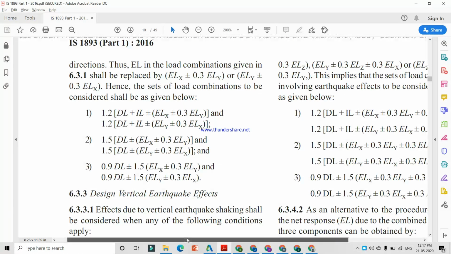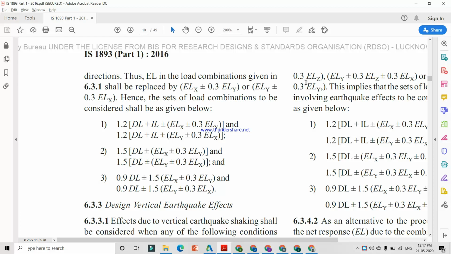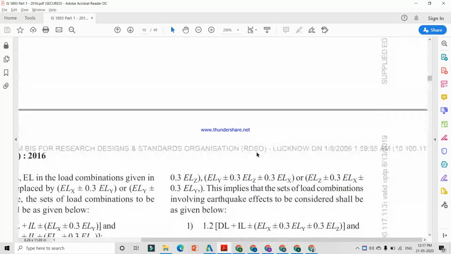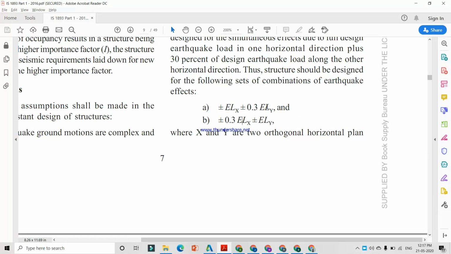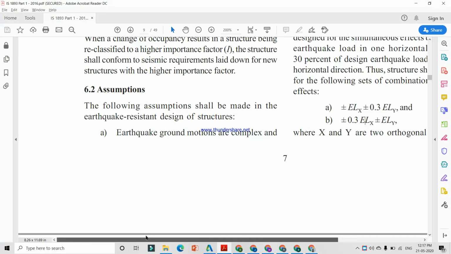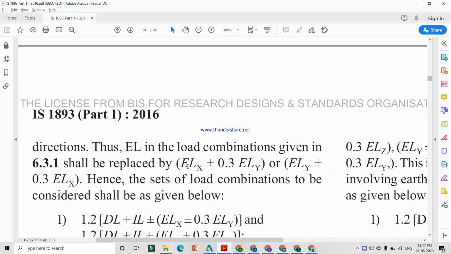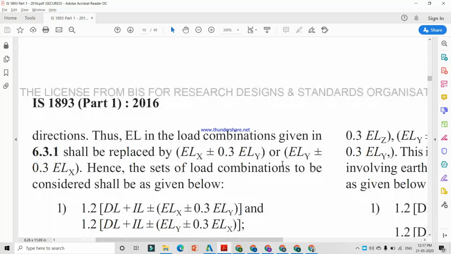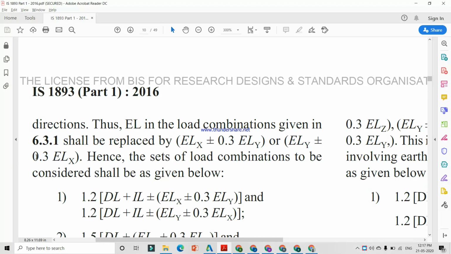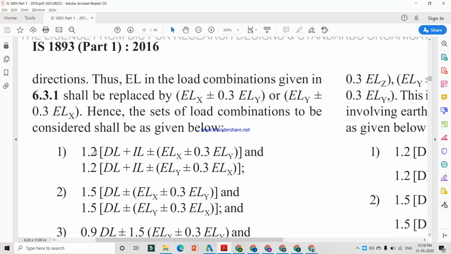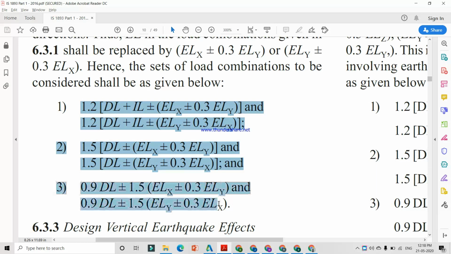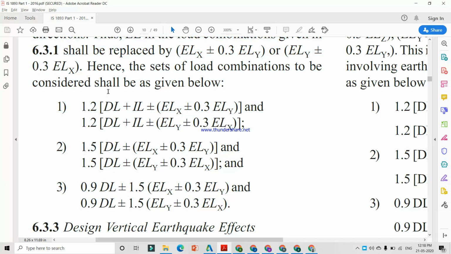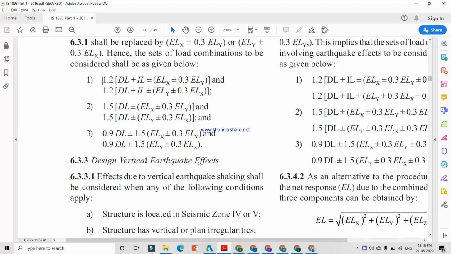These are the load combinations which you have to do, and you have to change this. You have to replace Lx and Ly by ELx plus or minus 0.3 ELy and ELy plus or minus 0.3 ELx. That means your load combination looks like this. I will show you all the load combinations at the end of the total load combination.